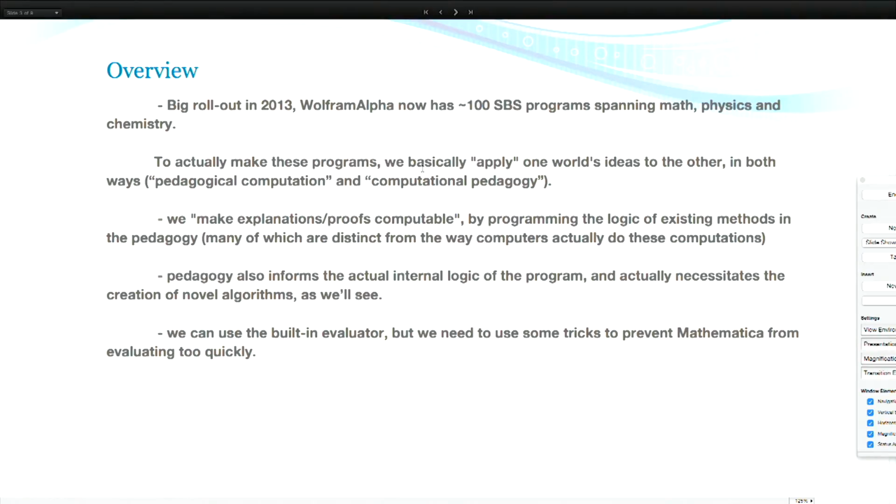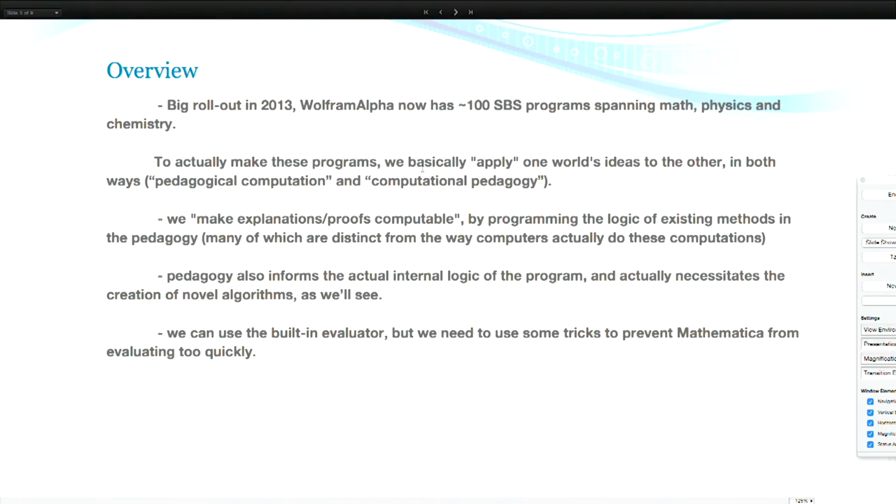As Stephen likes to say, for any academic field X, there will be a computational X. So I guess this will be computational pedagogy. But actually, we can apply it in both ways. So it's also pedagogical computation. The obvious way is that we're making these explanations and proofs computable by just programming the logic of these existing methods that exist in the standard curriculum. But actually, the pedagogy informs the internal logic of the programs that we write, and sometimes necessitates the creation of novel algorithms, as we'll see.